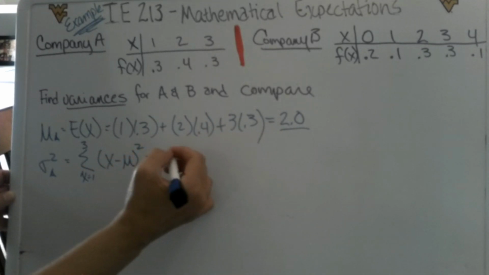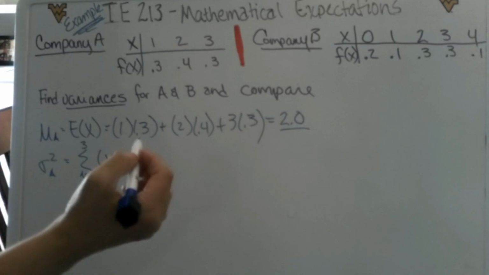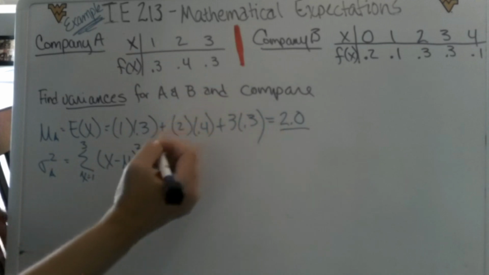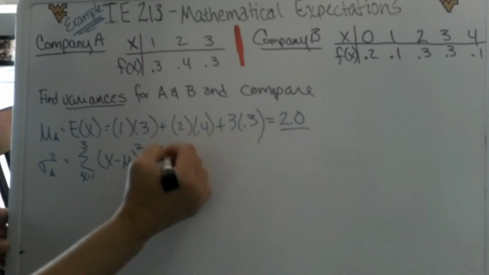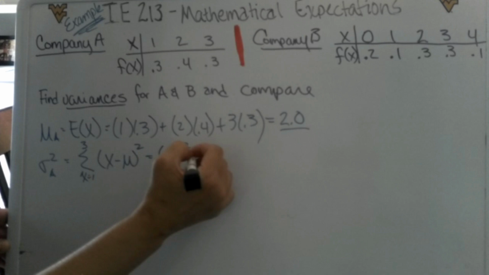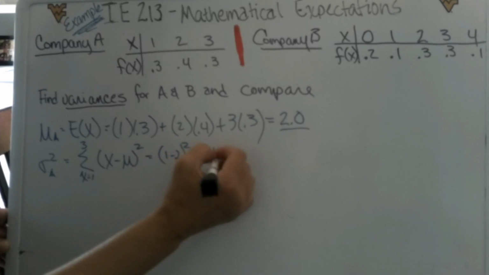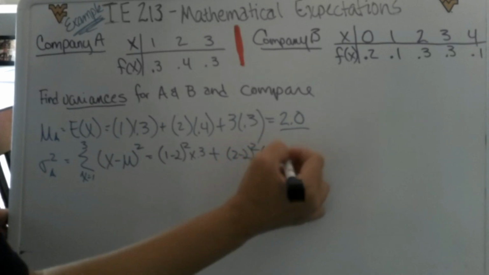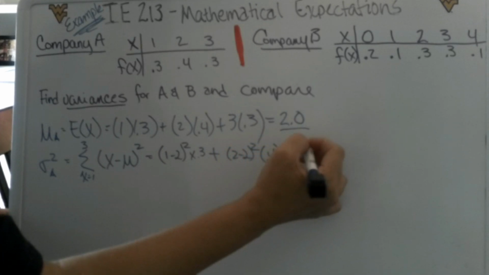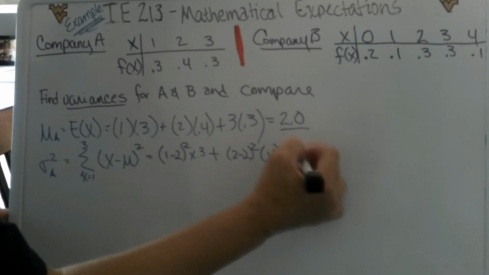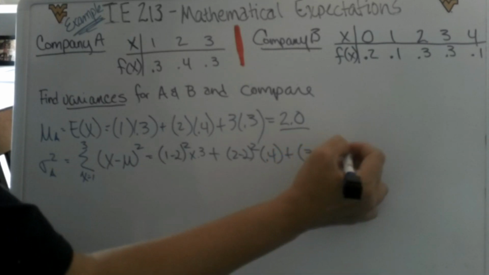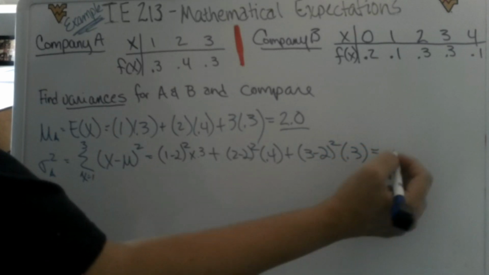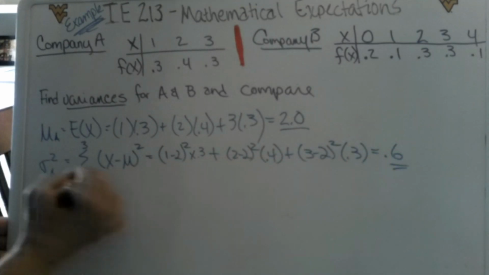And so we are then going to take each value of x and plug it in and square it. So we'll take (1 minus 2) square times the f of x of 1, which is 0.3, so that's times 0.3, plus (2 minus 2) square times 0.4, since that's the f of x of 2, plus (3 minus 2) square times 0.3. And when we do the summation, our variance is equal to 0.6.